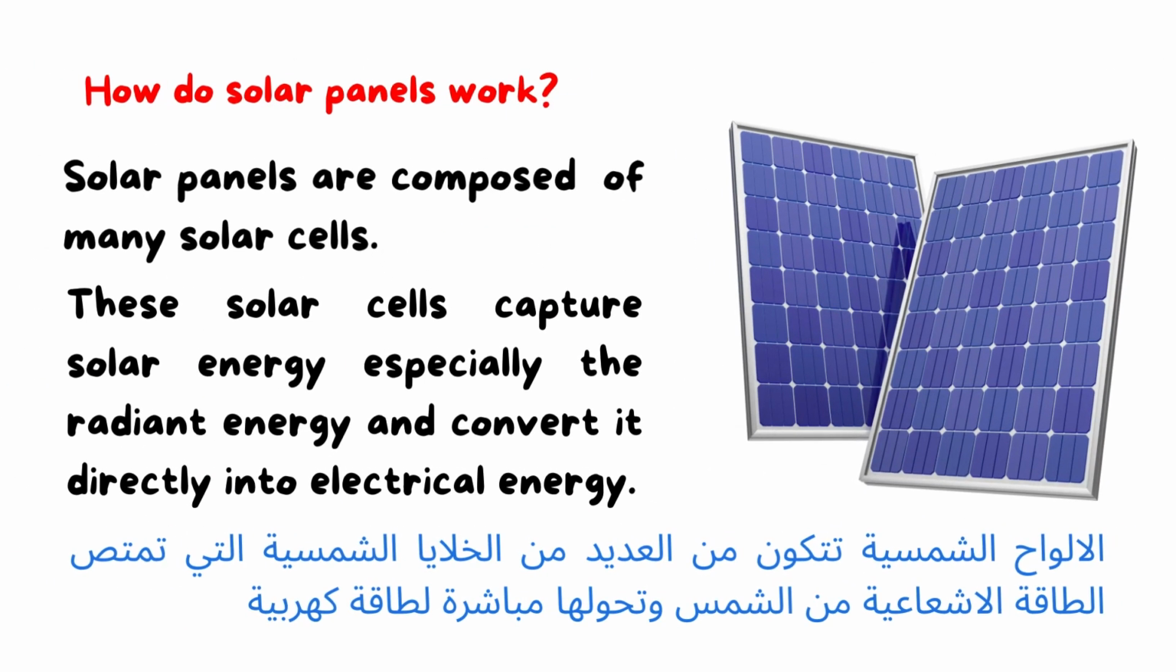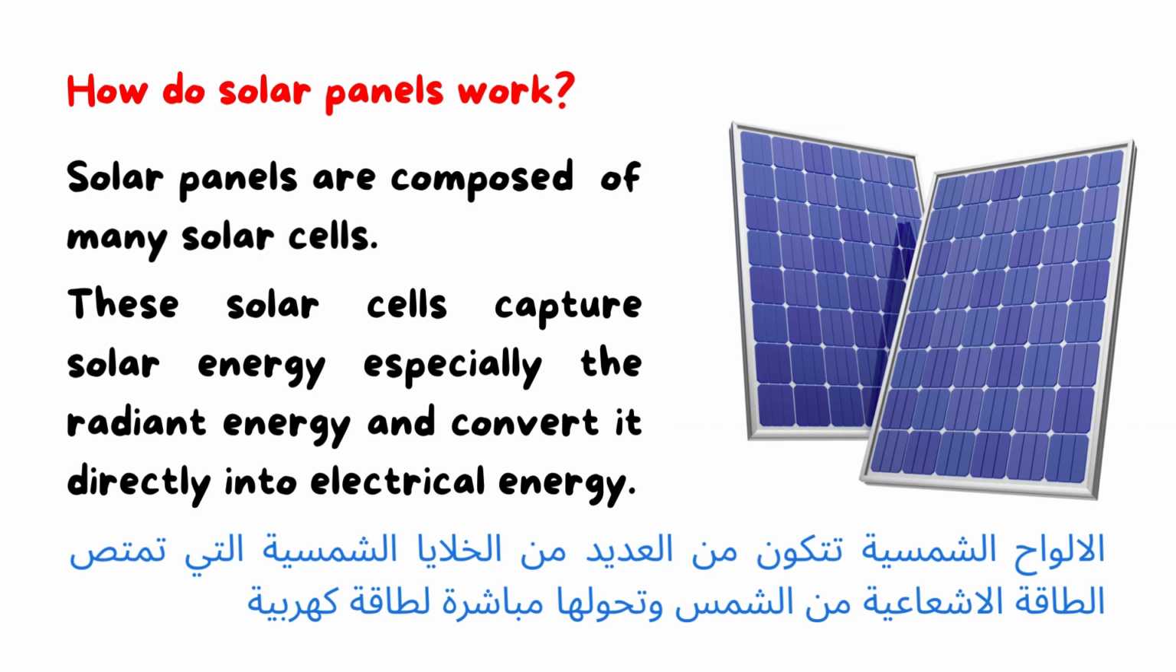How do solar panels work? Solar panels are composed of many solar cells. As you see here, this is a solar panel, and we have small squares in it. Each one of them is a solar cell. So a solar panel is formed of many solar cells, okay?